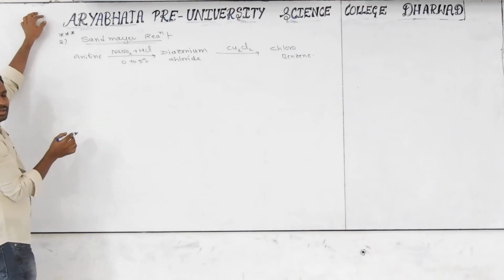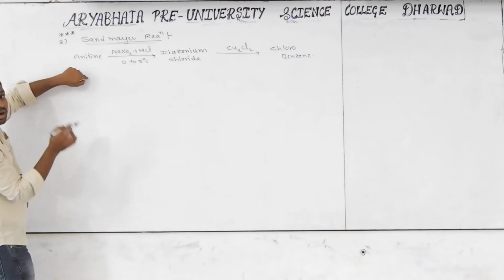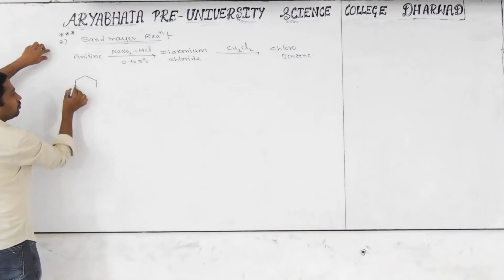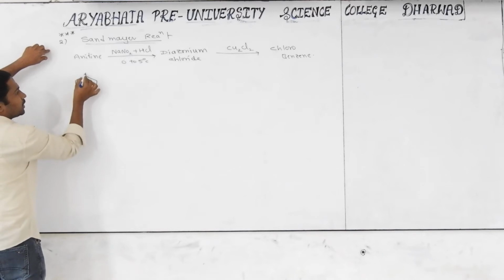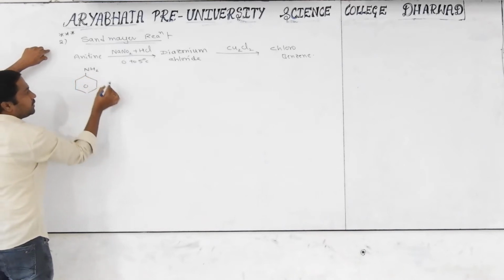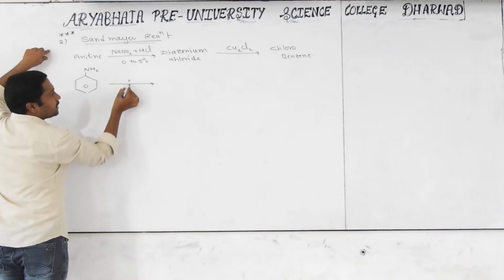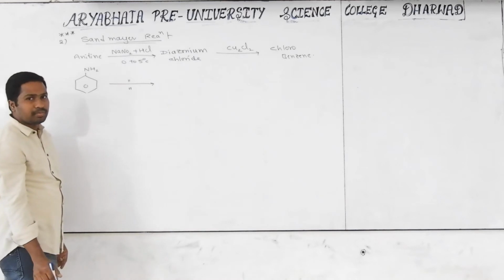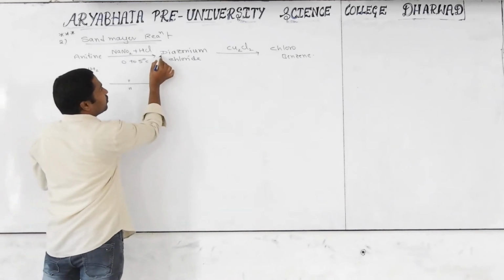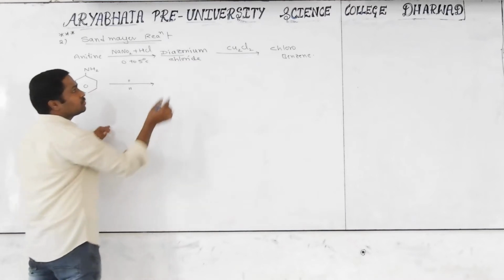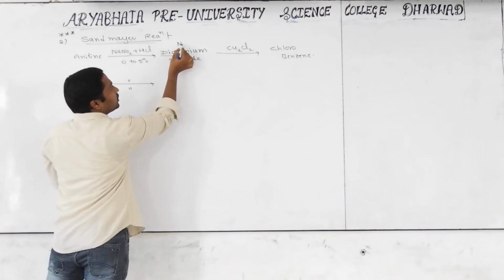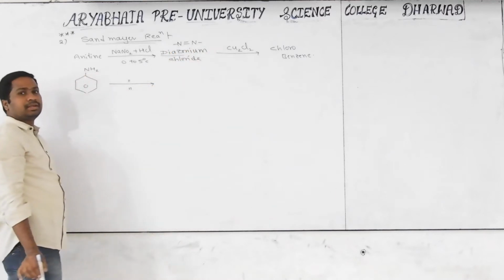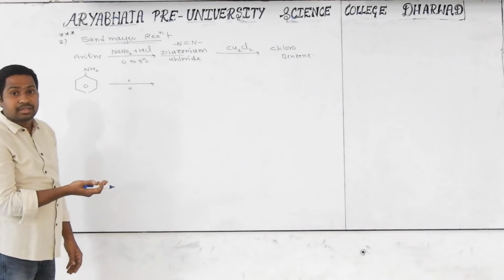What is aniline? Aminobenzene. On benzene, an amine group is present; it is nothing but aminobenzene. This will be treated with sodium nitrite and HCl combination at 0 to 5 degrees Celsius, and we get diazonium chloride. Which compounds are formed as diazonium? Diazonium means two nitrogen groups are directly connected together. Such compounds are formed as diazonium. They are nothing but dyes.